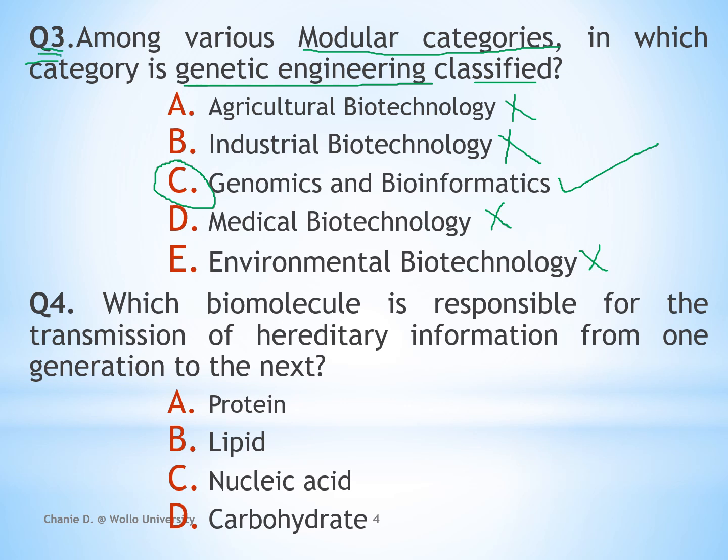Question number 4. Which biomolecule is responsible for the transmission of hereditary information from one generation to the next? The keyword is hereditary information. All those alternatives are biomolecules, so biomolecule is not used as a keyword. The best keyword is hereditary information.